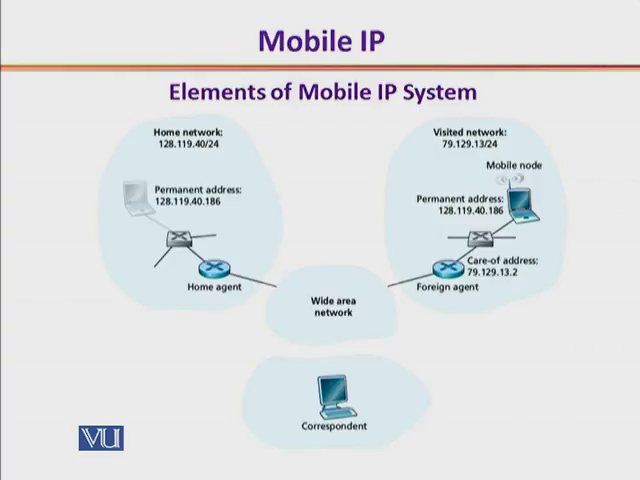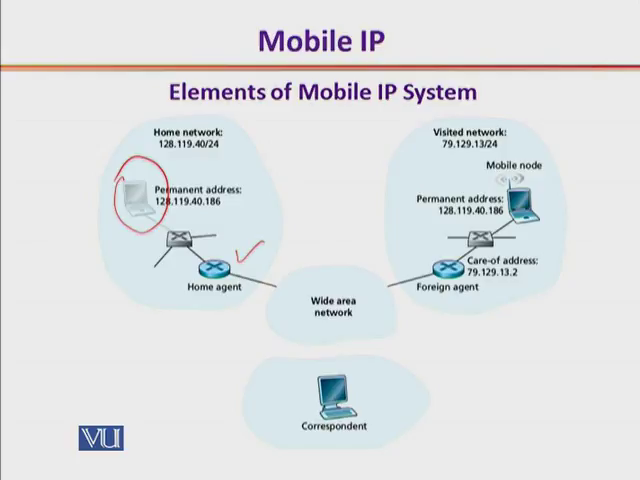Here in this diagram, what you see is that we have a home network. This home network is actually the permanent home to the wireless node here. The permanent home in this case is 128.119.40, and the IP address given to this host, which is mobile in nature, such as a laptop, is 128.119.40.186. The router which is responsible for this network is called the home agent.